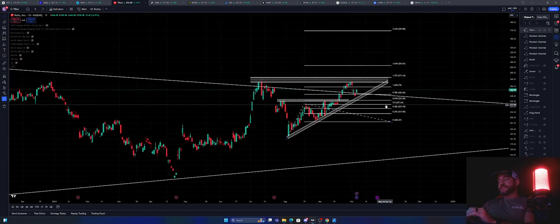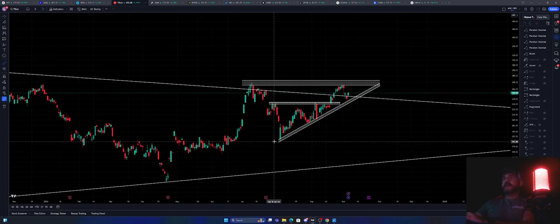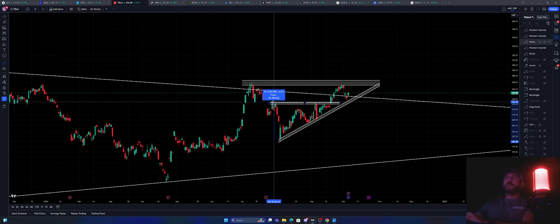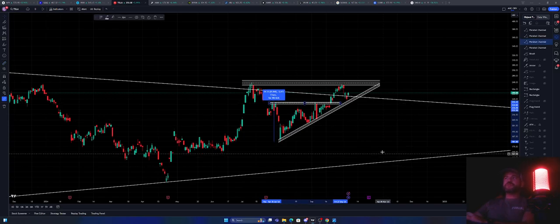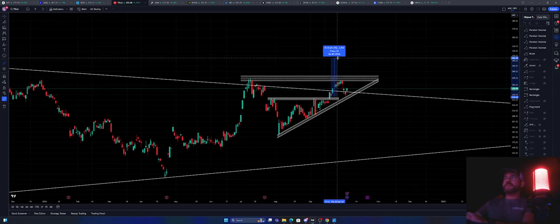So in this ascending triangle look that we have right here, typically the breakouts are going to be about as big as the base of the triangle. So this was roughly about 30%. So now we've got our breakout, our retest. I absolutely still think that this can be a 30% move.